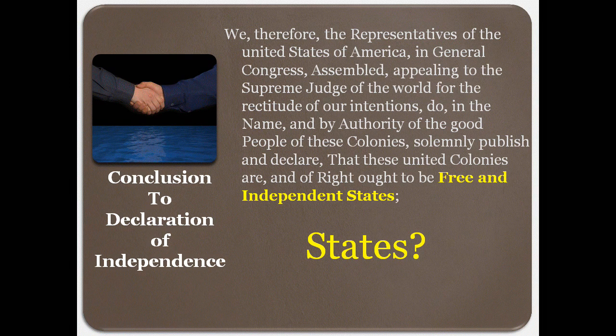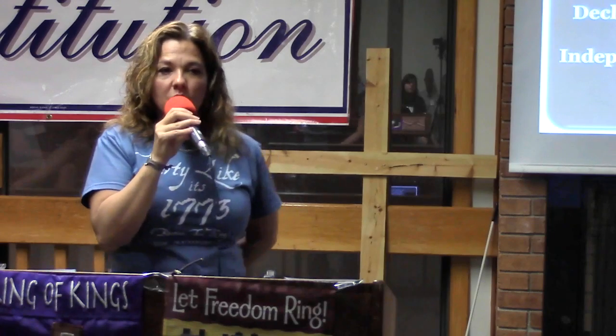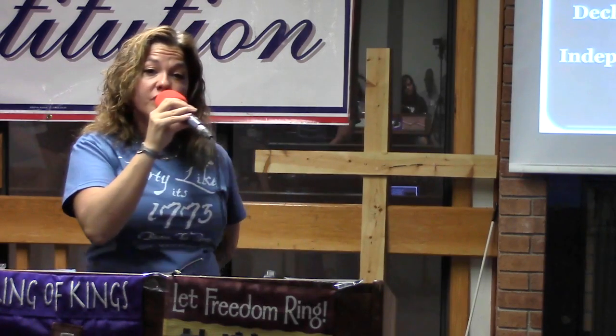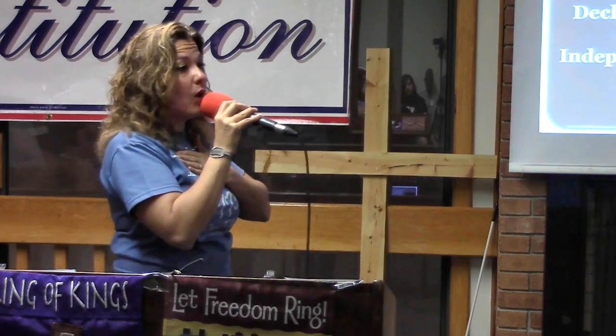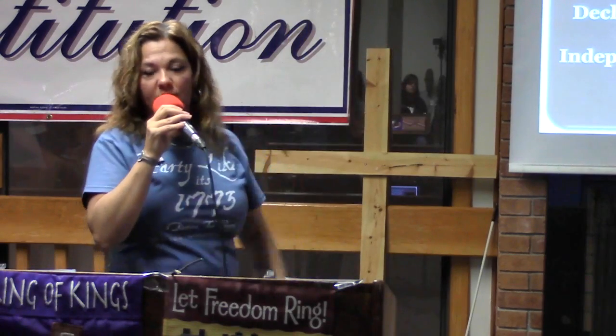Representatives of the United States of America in General Congress assembled, appealing to the Supreme Judge of the world for the rectitude of our intentions, do in the name and by the authority of the good people of these colonies. Now that phrase is going to jump out in George III's face and spit right in his eye. Because people who live in a kingdom have no authority. And now the people are saying we not only have authority, we are declaring ourselves free by our own authority. Why? Because we are created in the image of God. God gave us freedom, gave us our independence, and we don't need your permission for it anymore.